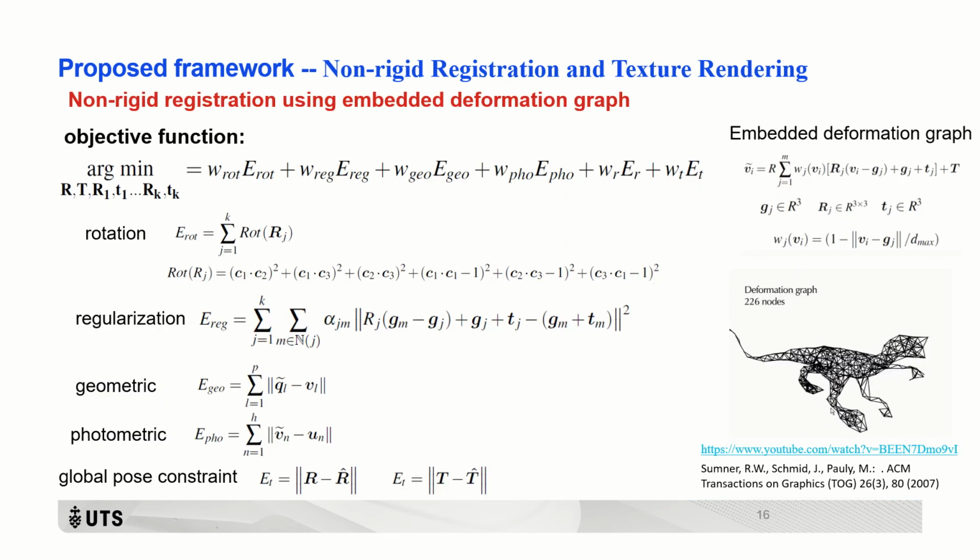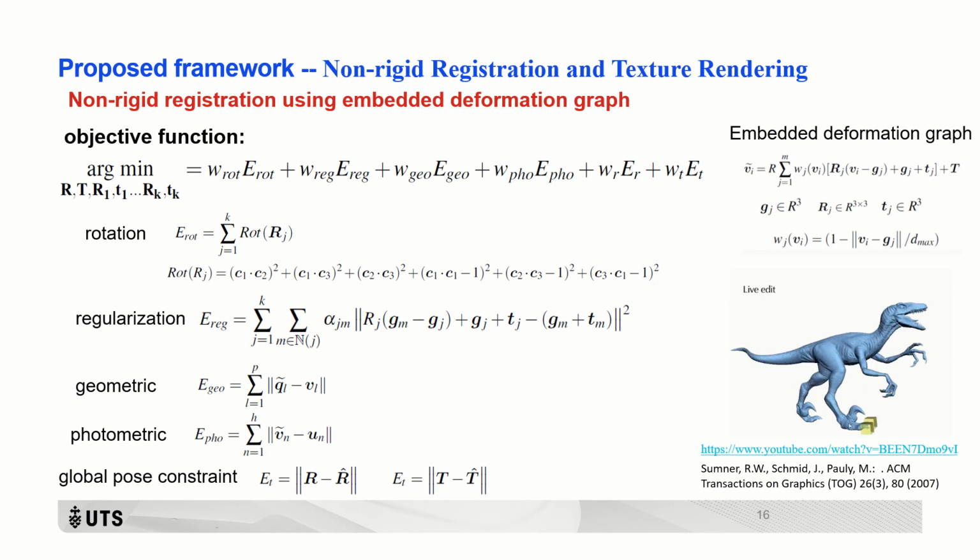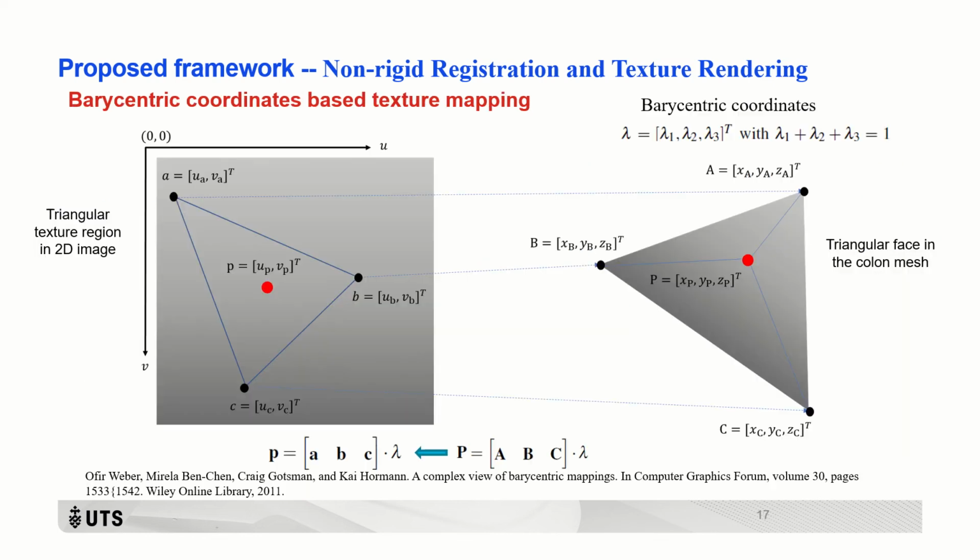Here we use the embedded deformation graph to deform the skin. We formulate an objective function which includes 6 terms. The rotation and the regularization terms are used to keep the deformation as rigid and smooth as possible. The geometric term is obtained by the nearest correspondence between the scan and the model. The photometric term is obtained by the sparse key correspondence based on 2D SIFT features. The global constraint is used to improve the robustness of the proposed algorithm.